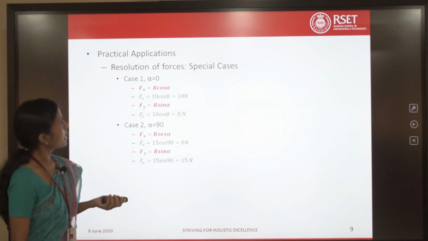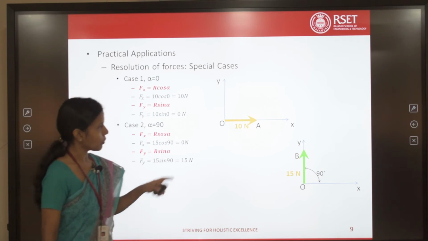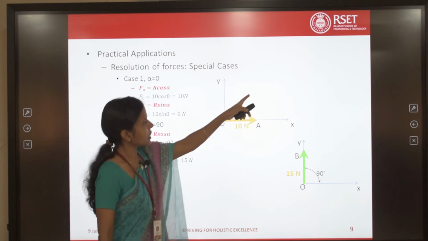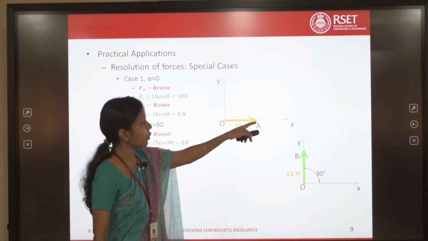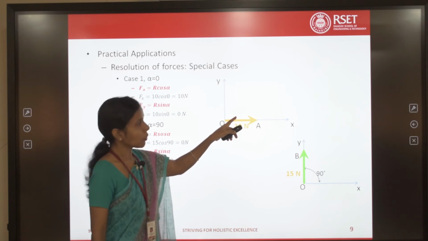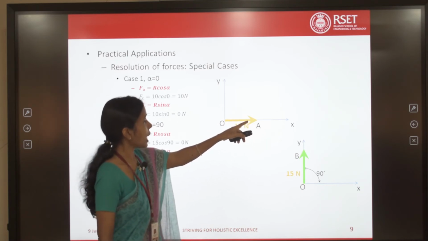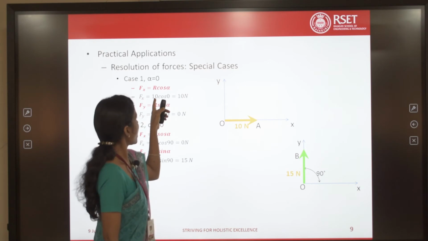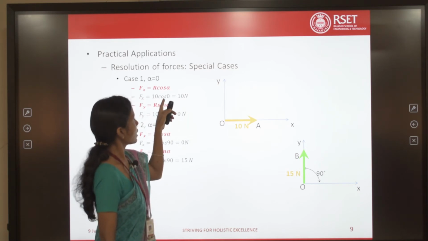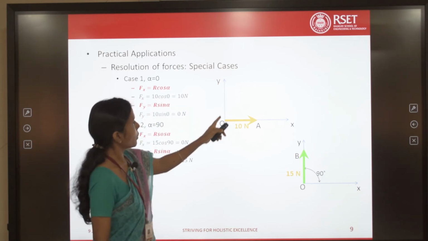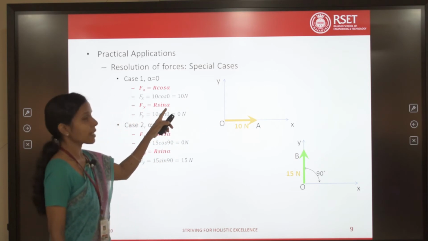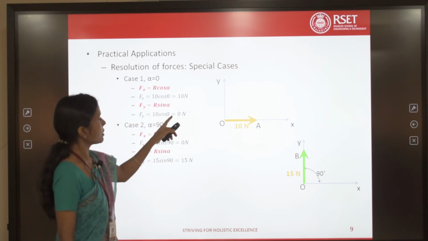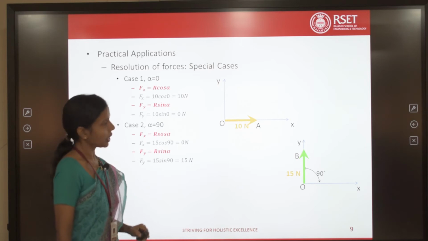Fine. Now, another special case is when alpha is 0, that is when the resultant is making an angle 0 with the x axis, okay. So, what will happen? Fx is R cos alpha, and cos 0 is 1, so Fx is 10 newtons. What about Fy? Fy is R sin alpha, which is 10 sin 0, which is 0 newtons, right.